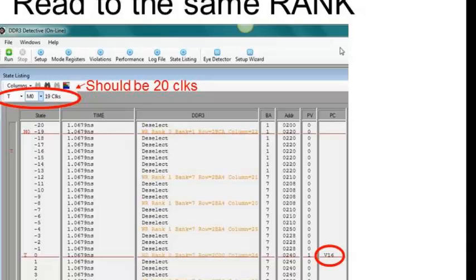We left the deselects in the trace so you can see those, but you can take the deselects out of the trace. You can make a little bit better use of the onboard memory.